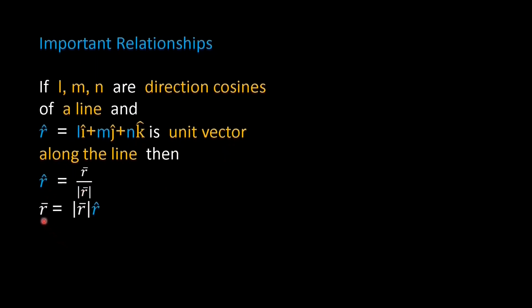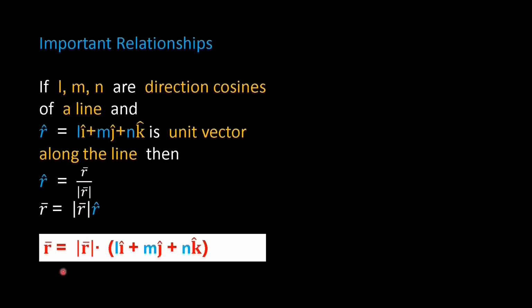That gives us vector r bar equals mod r bar times r cap. So we get the relationship r bar equals mod r bar times (l i cap plus m j cap plus n k cap). There is one more relationship.